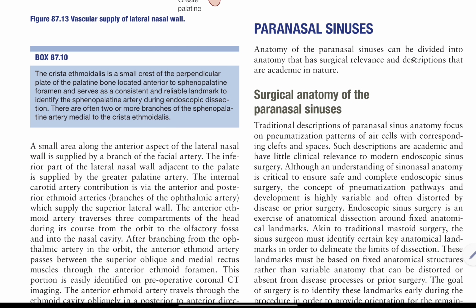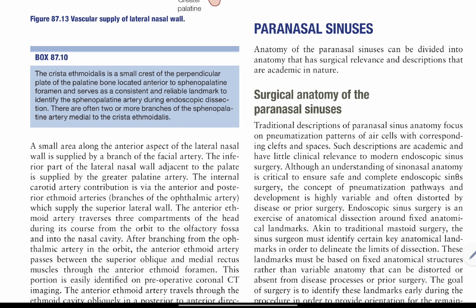Anatomy of the paranasal sinuses can be divided into anatomy that has surgical relevance and descriptions that are academic in nature. Surgical anatomy of the paranasal sinuses. Traditional descriptions of paranasal sinus anatomy focus on pneumatization patterns of air cells with corresponding clefts and spaces. Such descriptions are academic and have little clinical relevance to modern endoscopic sinus surgery.